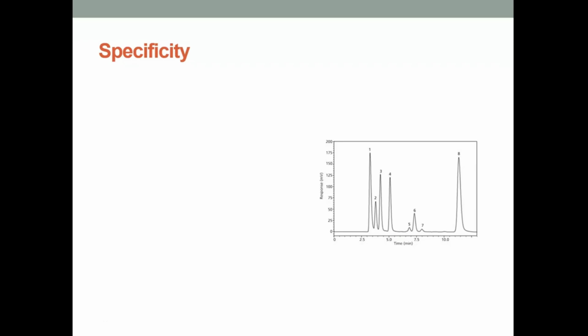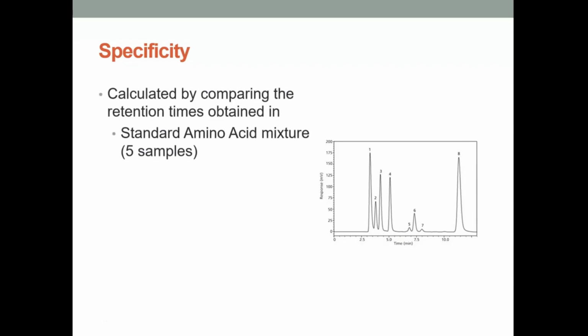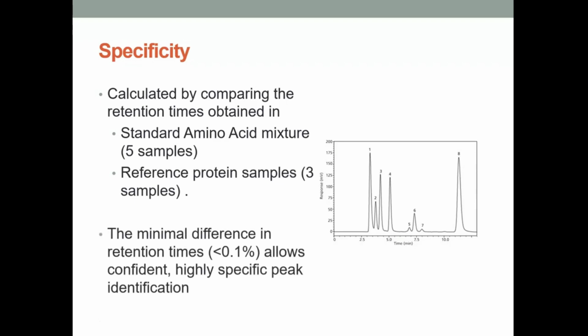So our specificity. We want to make sure that our method is capable of selecting out the amino acid we're looking for. So it's calculated by comparing the retention times that are obtained in your standard amino acid mixture. So we injected 5 samples and we want to see that we've got our sample coming back out. We also use a reference protein sample, so that's 3, to just show that it's selecting our specific amino acid that we want. The minimal difference in retention times in our tests were less than 0.01, so that allows us confidence that we have a highly specific peak identification.